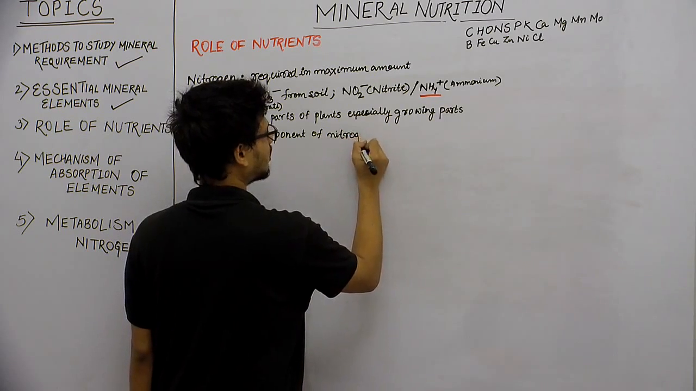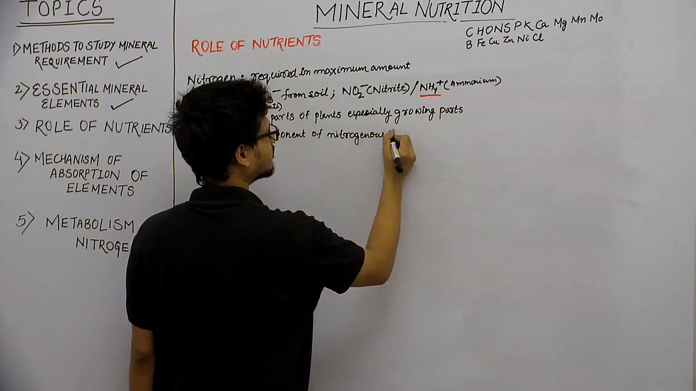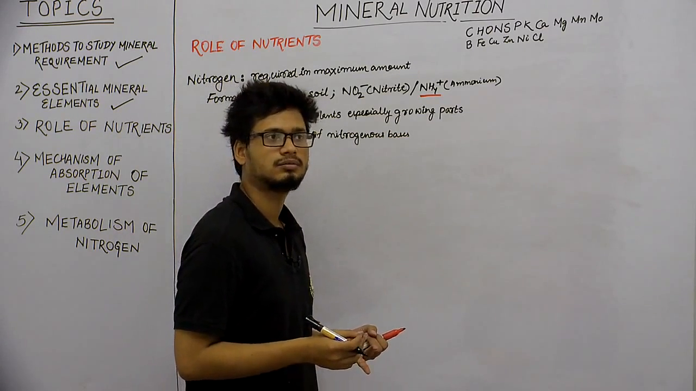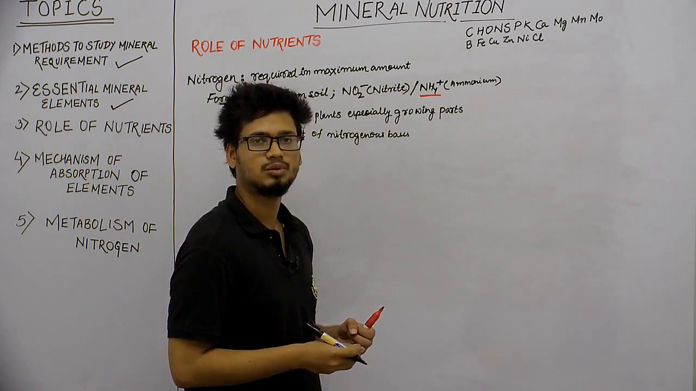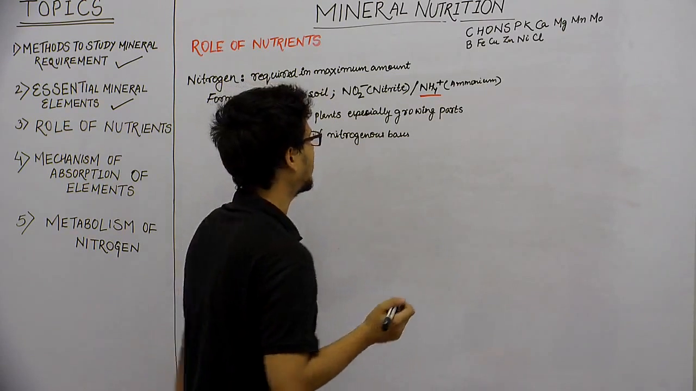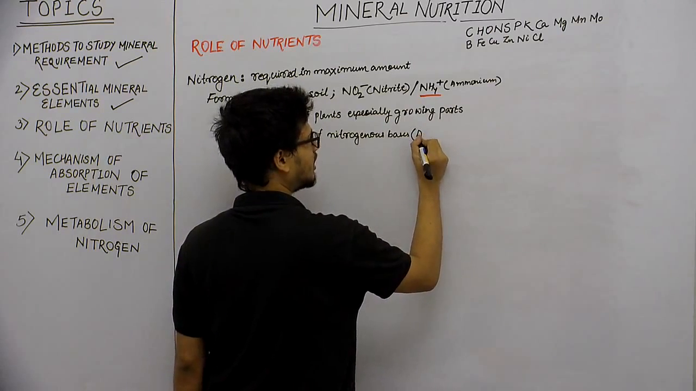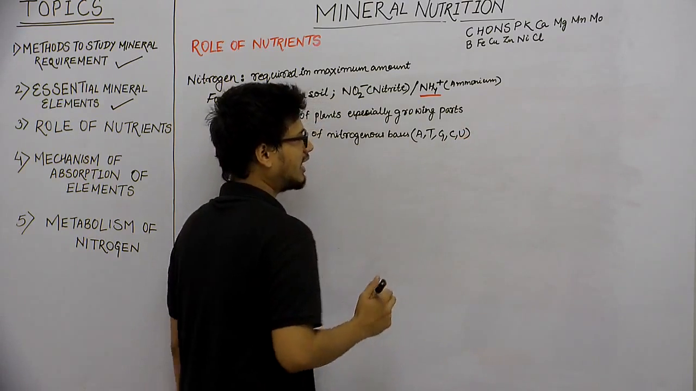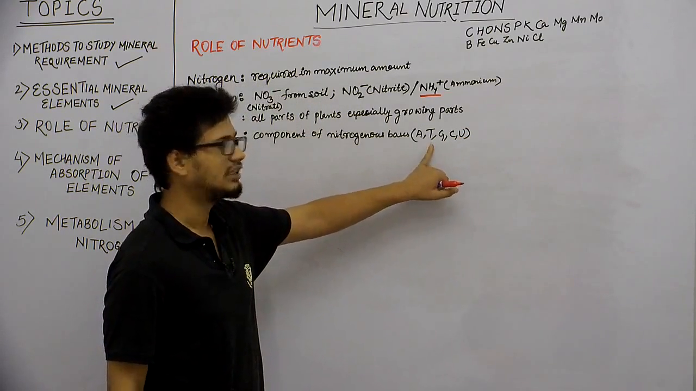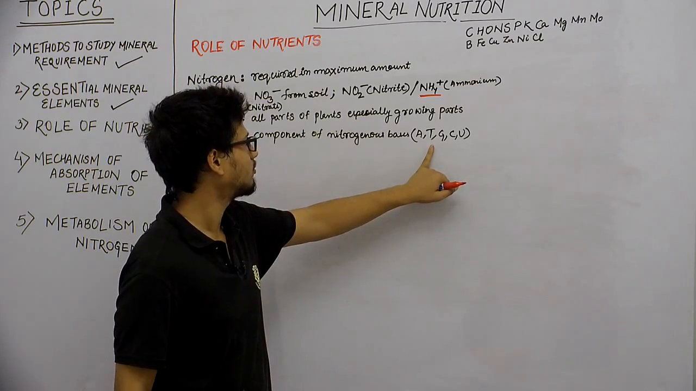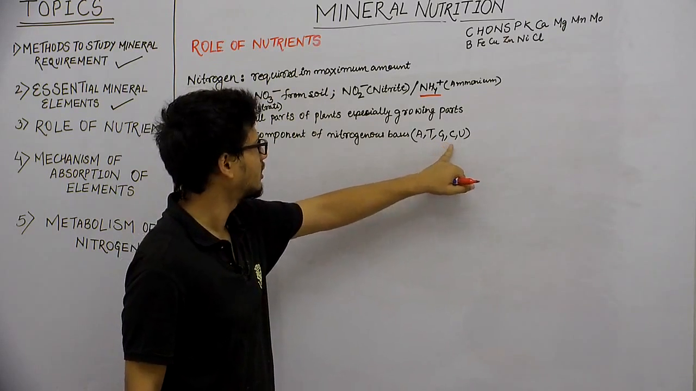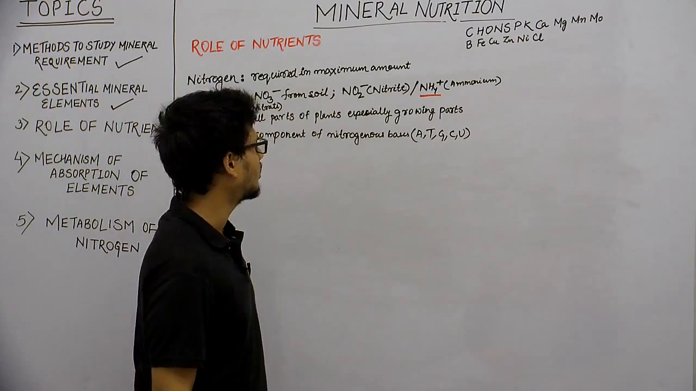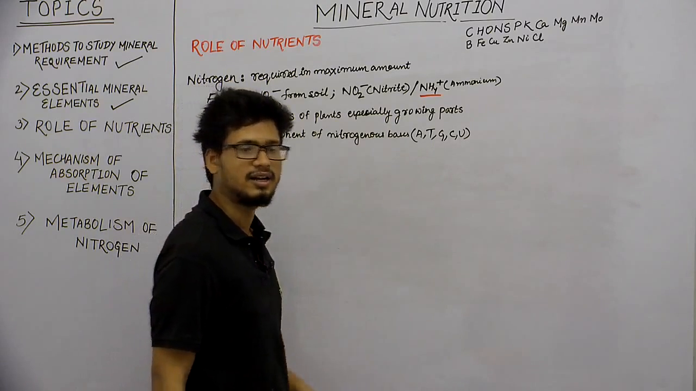What are nitrogenous bases? The nitrogenous bases that we have are purines and pyrimidines, the two classes. Within them we have A, T, G, C and U. A stands for adenine, T for thymine, G for guanine, C for cytosine and U for uracil. Now all these form DNA and RNA.